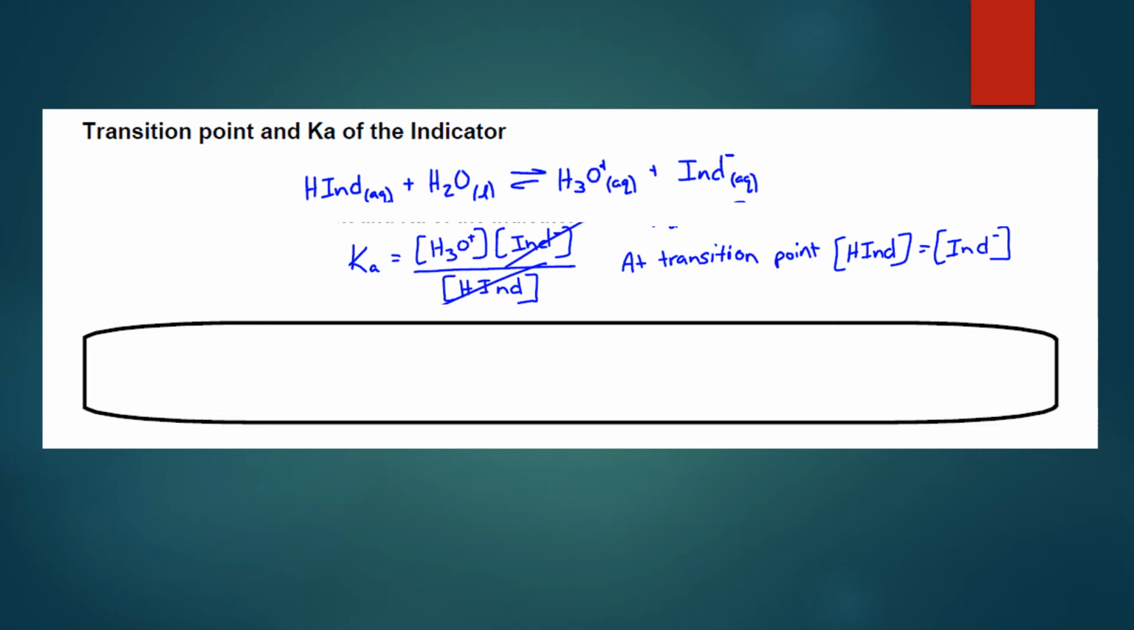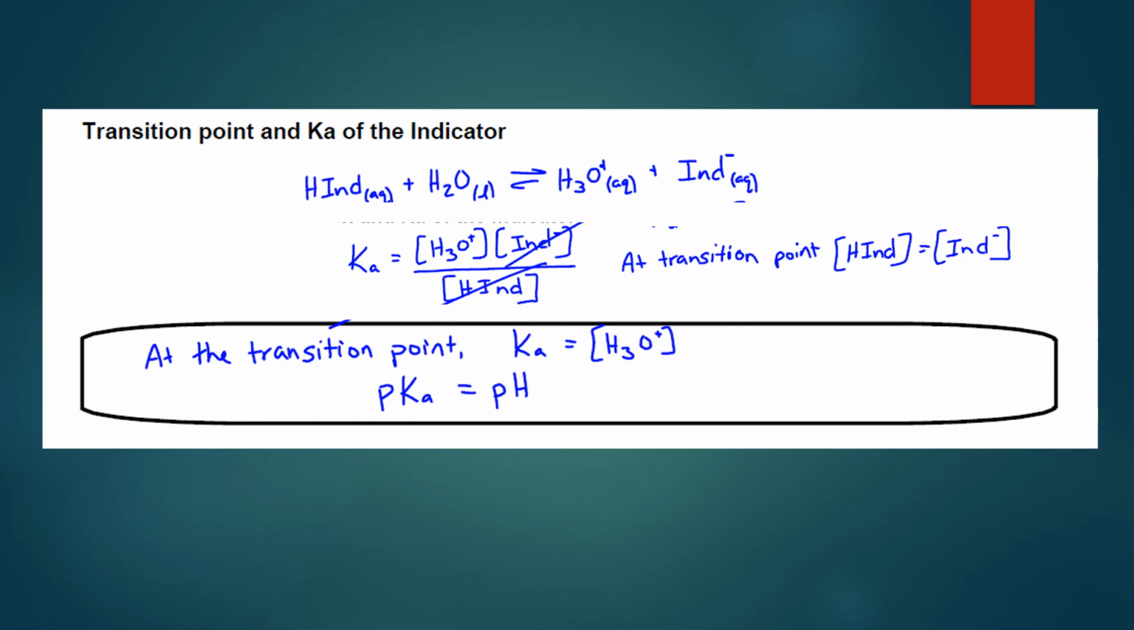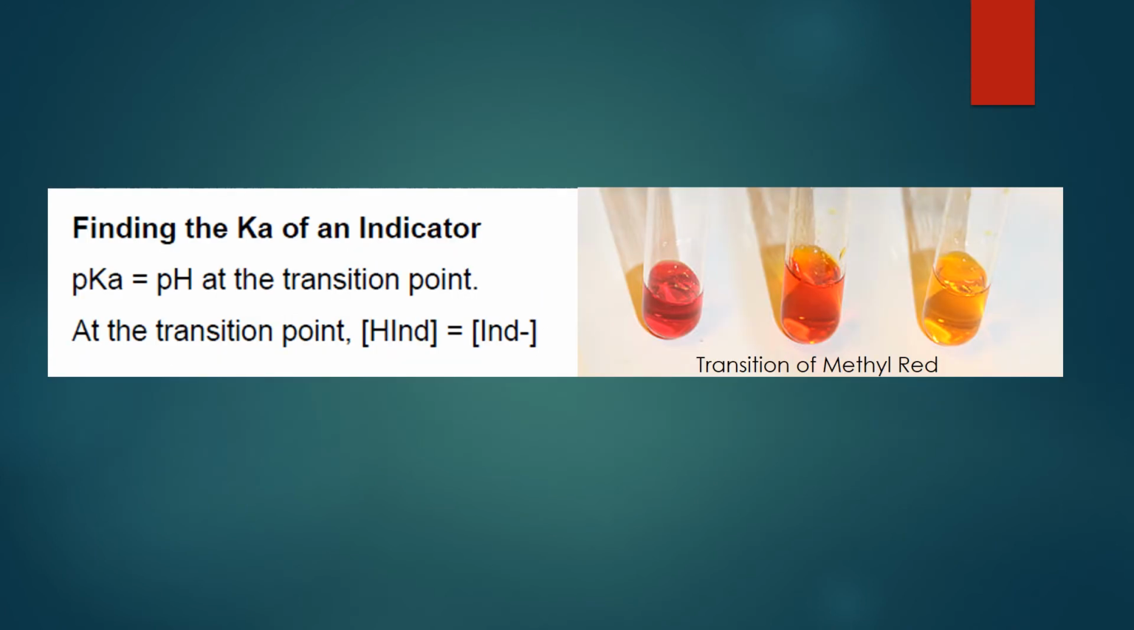So we can cancel those out. So at the transition point, the Ka value is equal to the concentration of the hydronium. And the pKa is equal to the pH of the transition point. So what we're looking for is that pH at the exact middle point of the transition. So pKa equals pH at the transition point. At the transition point, HInd equals Ind minus.